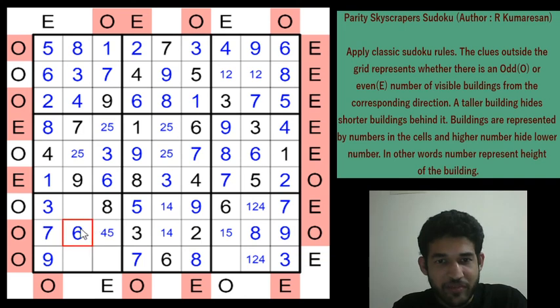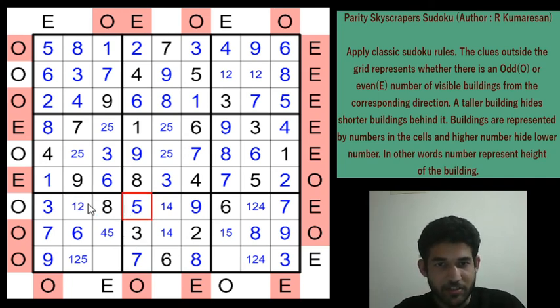Along column 2, 6, 7, 9, 3, 4, 8 have been placed. Remaining digits are 1, 2 and 5. So we'll pencil mark them. But you can't have the 5 here, right? Because this odd clue is active. And if you have a 5 here, then 5 can be eliminated using the classic rule itself. So you can eliminate the 5 from there because 5 is forced out of here.